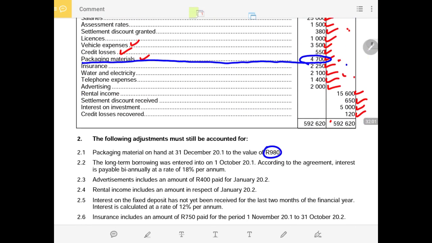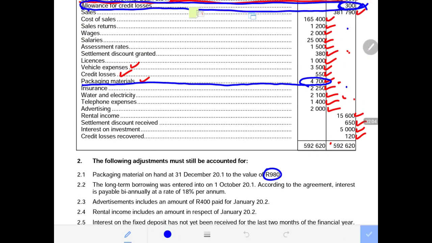We borrowed this money 1st of October in the current year, meaning we should pay for October, pay for November, and pay for December. That means the interest on the loan is supposed to be for 3 months, October, November, December. Why October? Because it was borrowed beginning of the month of October. So that one is cool. Now it further says that according to the agreement of the loan, interest is payable biannually at a rate of 18% per annum.